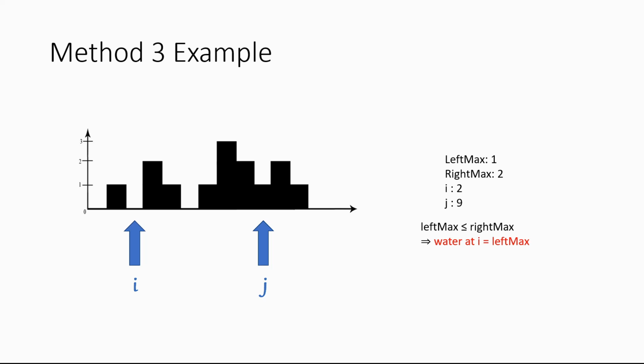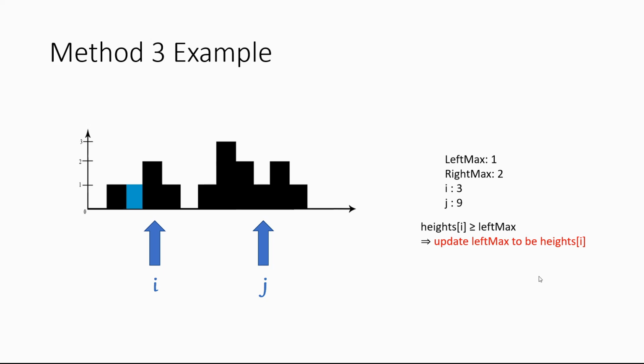Now both the value at I is less than left max and the value at j is less than right max. So we check whether left max is less than right max. Since it is, we know that the water at I is equal to left max minus the current value at I, which is 0. Therefore, we can just fill in the water over there and increment I.